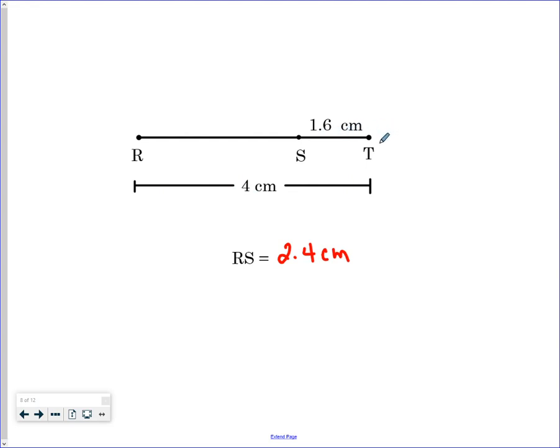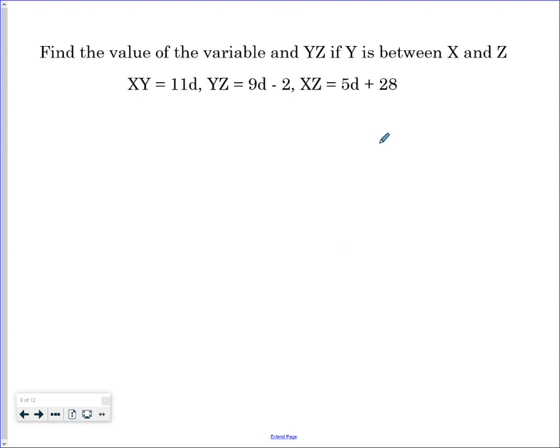Did anyone do it a different way? You can. Most people, I think, just do that, though. Super easy. Everybody's fine? Excellent. Okay. Here's where it starts to get harder. Find the value of the variable and YZ if Y is between X and Z.